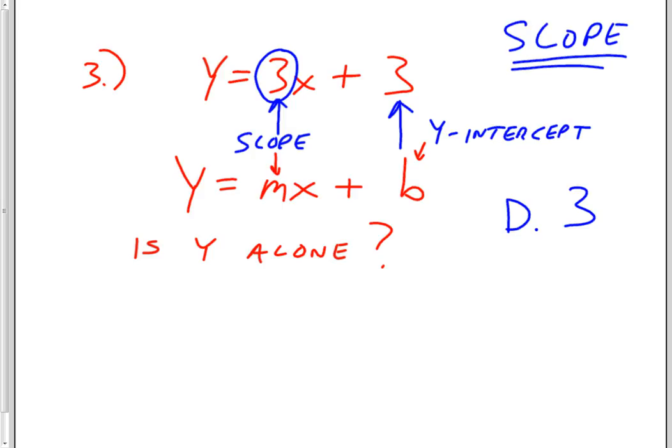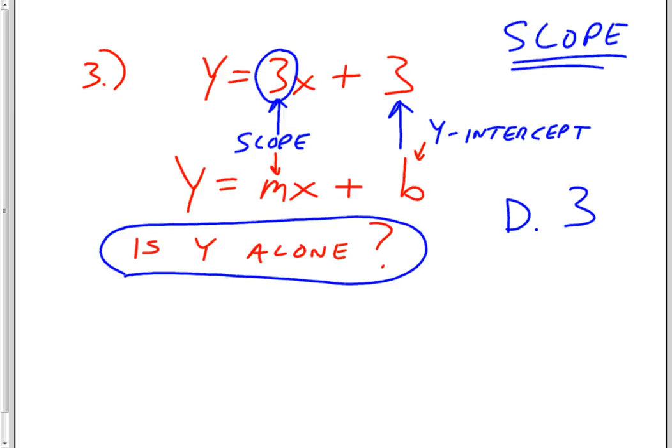Jump down to number 5. Are you sure? Say it again? I don't know which you did. All I did was line up that with y equals mx plus b. The m is the slope, therefore that 3 is the slope. Whatever's in front of the x. What was the answer to this question for number 3? Was y alone in number 3? Yes. Is y alone in number 5? No.